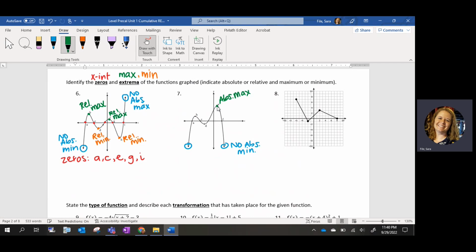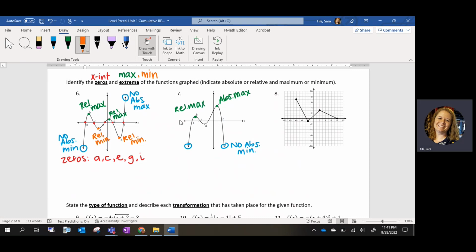It is absolutely the highest the graph ever gets. Now there's another peak, another high point, another maximum, but it's not the highest. E is higher than B. So E is absolute and B is relative maximum.